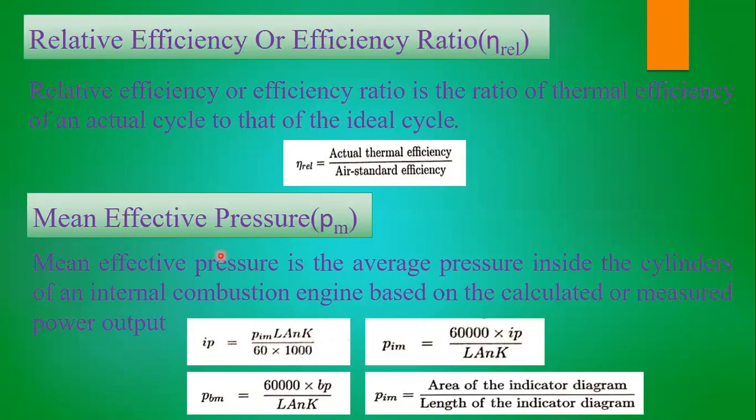Next, coming to mean effective pressure. I already said what mean effective pressure is. It is the average pressure throughout the cycle. We have drawn the PV diagram, right? Whenever we draw the PV diagram, there is the area of the indicated diagram divided by the length of the indicated diagram, which is another thing. First of all, I will talk about mean effective pressure. This is nothing but the average pressure inside the cylinder.